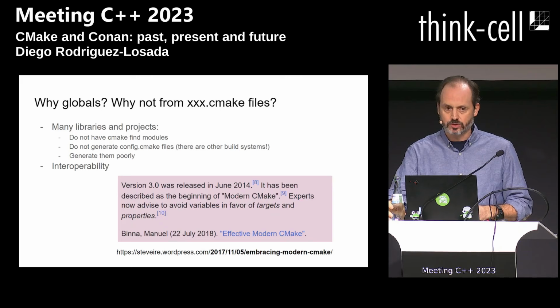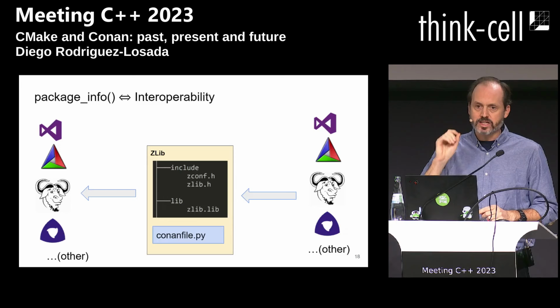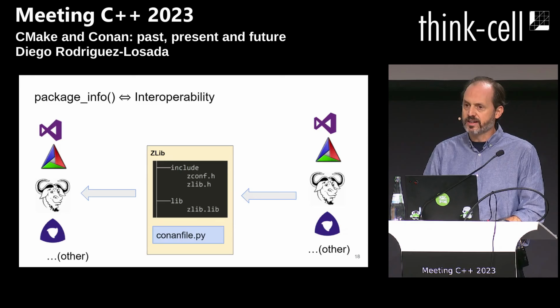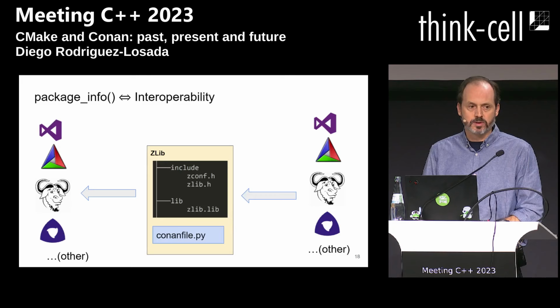But there is one special reason that we really wanted to have the packaging for method in our recipes to work. And the reason is interoperability. There was one design criteria in Conan from the very beginning, and it's still today, that every package created with any build system should be usable by any other package in any other build system.